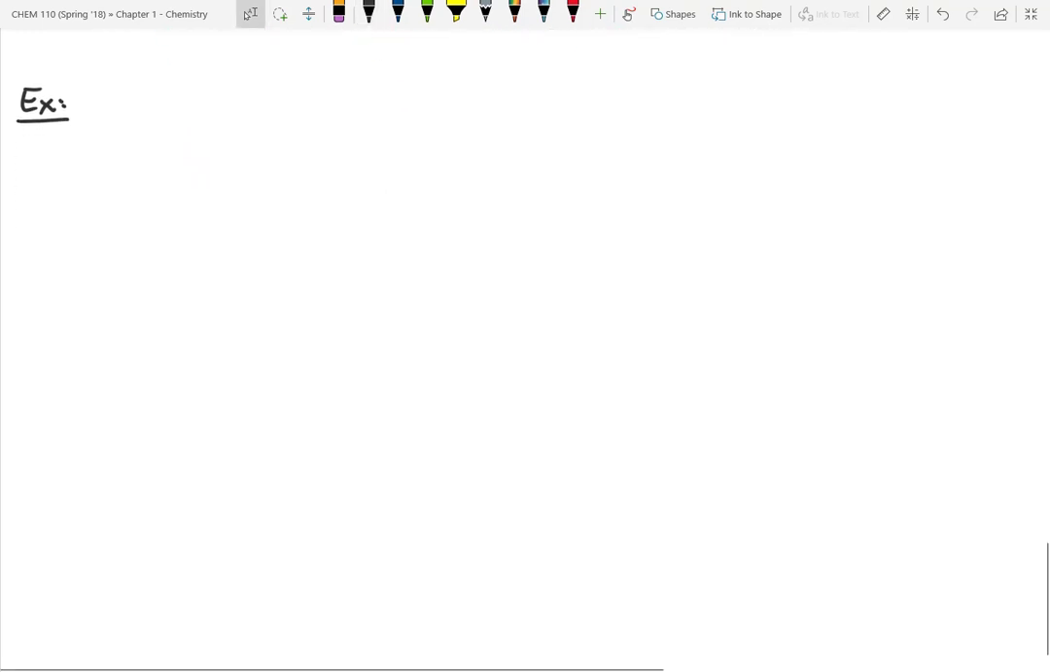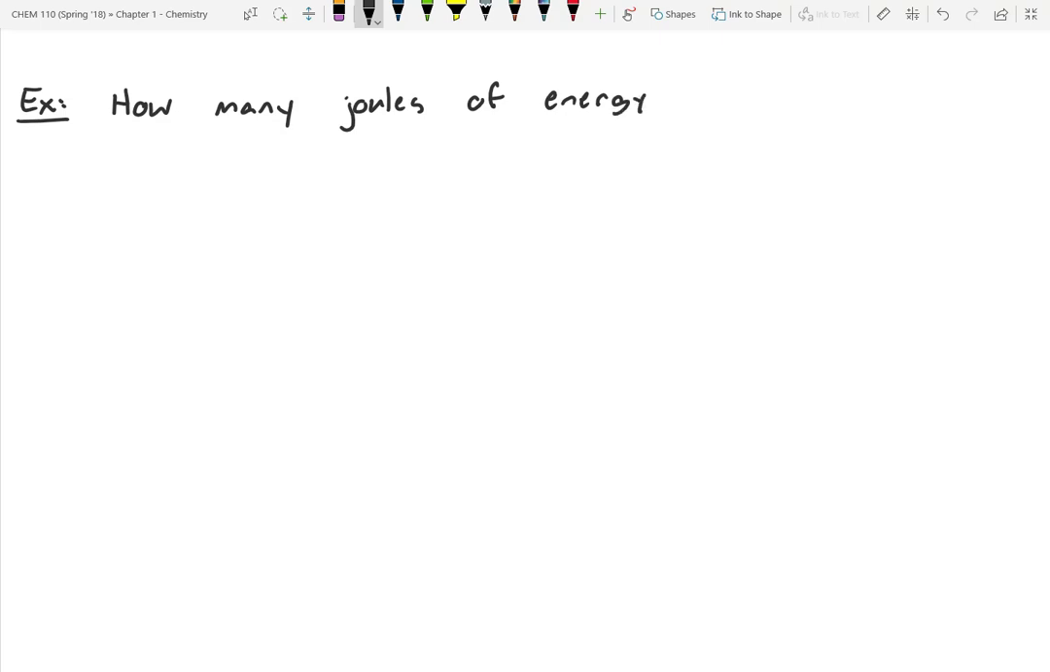And I like this one. And I'll give you some physics conversions too, but bear with me. So how many joules of energy are in a 1,235 calorie hamburger?